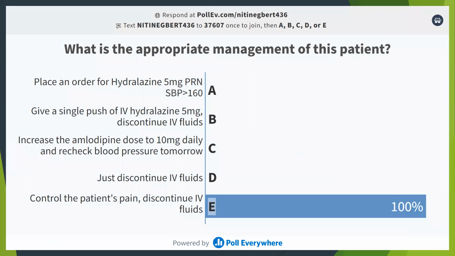That's correct, right? This patient is in discomfort, and we still have IV fluids running from when we were trying to get rid of the AKI. So the first thing to do in this patient is just control the patient's pain and discontinue IV fluids. Then you can recheck the blood pressure. And if it's still absurdly high, then start chasing it. But for now, all you need to do is control the pain and discontinue IV fluids. Very good, guys. Good work.